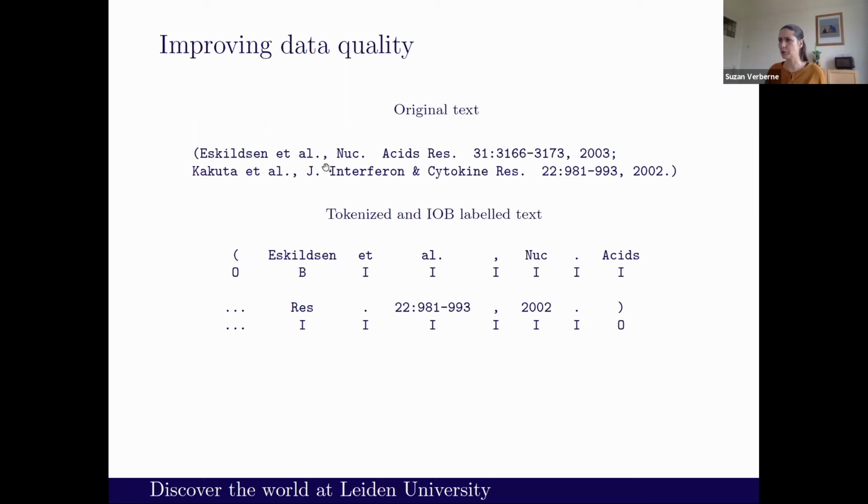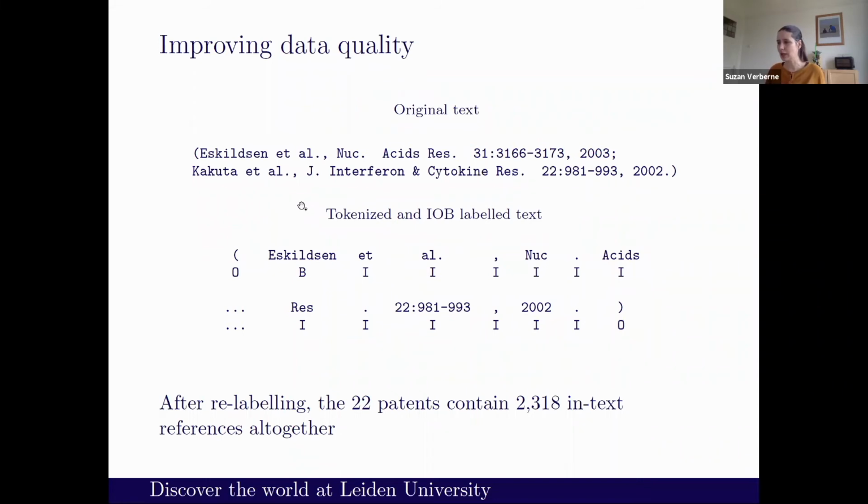There were lots of problems here with tokenization related to punctuation, where we first had a tokenizer that didn't do that very well, and this was improved. Also, there were quite some sequences of multiple references, and Ken discovered there were some errors made there, and some of the references in the text were not correctly labeled. So he relabeled the whole corpus. Then the training set contained 2,318 in-text references in 22 patents. I mean, 22 is really small, but in terms of number of training items, that's okay.